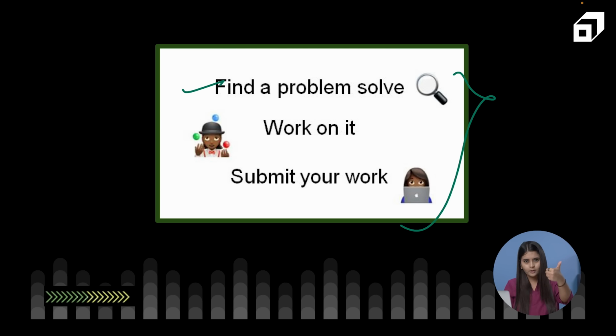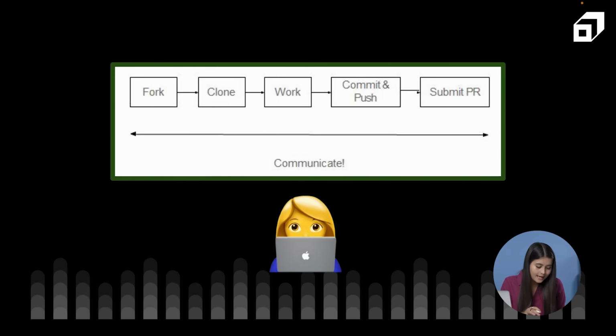Again, this is a quick summary. You have to find a problem to solve. Once you have chosen the right organization, right project, choose the problem to solve, start working on it, and submit your work. That's it. It's as simple as it sounds. You can take a screenshot of this one as well. It's a kind of workflow for how you will get started with the open source journey.